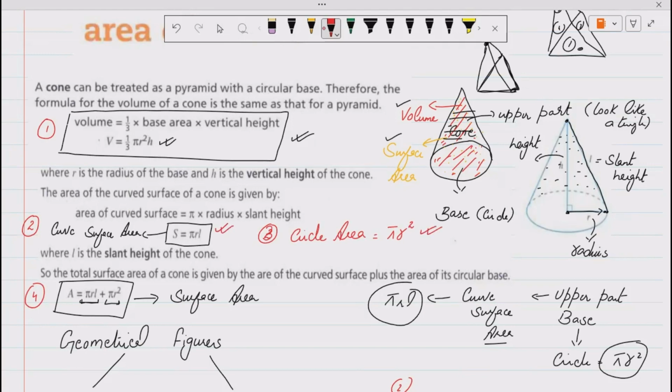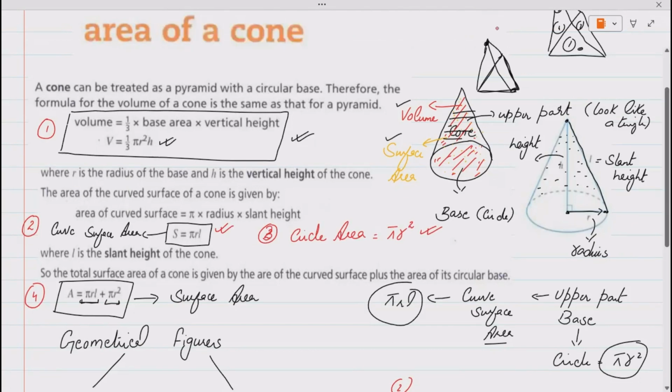So to solve all the questions about the surface area and volume of a cone in the paper, we just need these four formulas. So you must remember all of these. Volume is 1 upon 3 pi r square h, the curved surface area is pi rl, the circle area is pi r square, and the total surface area of a cone is pi rl plus pi r square.